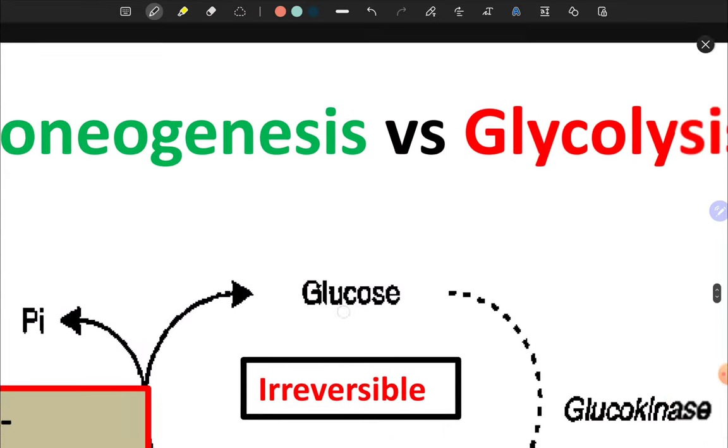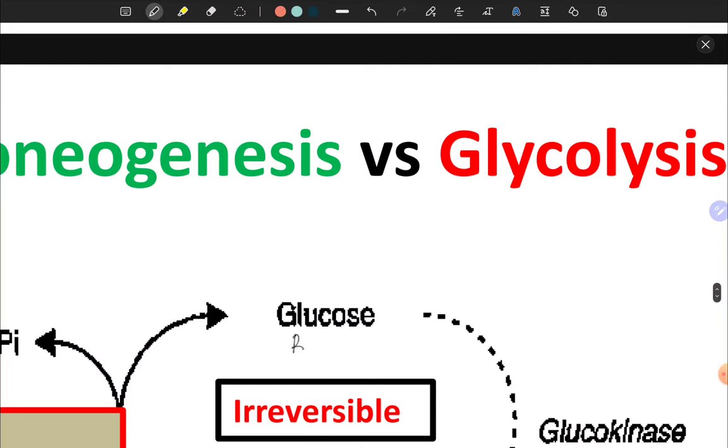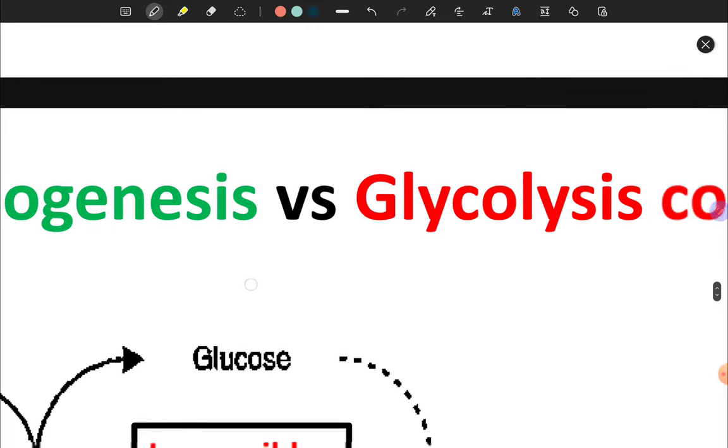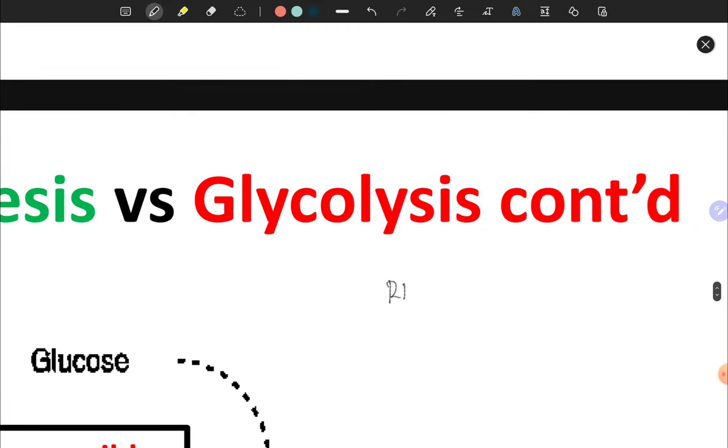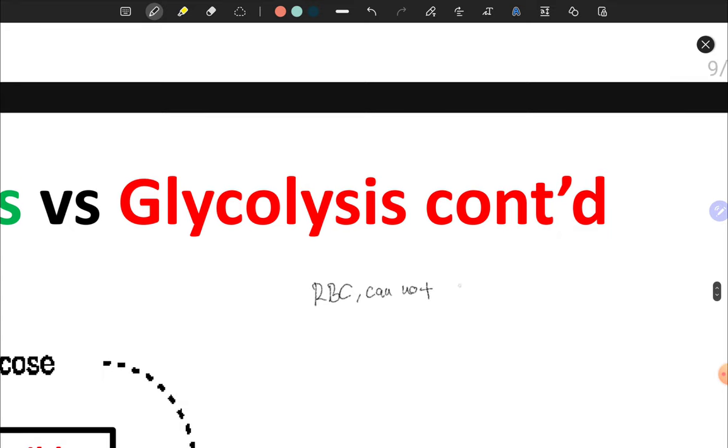Because the RBC has only two pathways: glycolysis and the pentose phosphate pathway. The brain can adapt and use triglyceride-derived energy sources during starvation. But the RBC cannot. So we have to maintain glucose at least for the RBC. Okay? That is starvation.